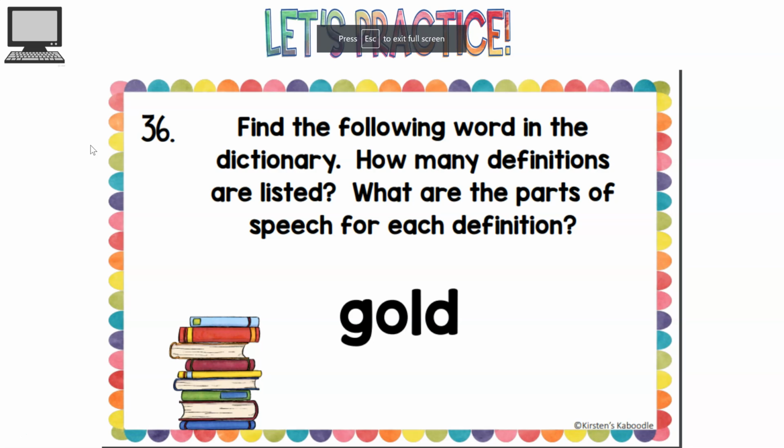Here's another. Can you find the word gold in the dictionary? How many definitions or meanings does it have? Does it have more than one part of speech? Pause right here.